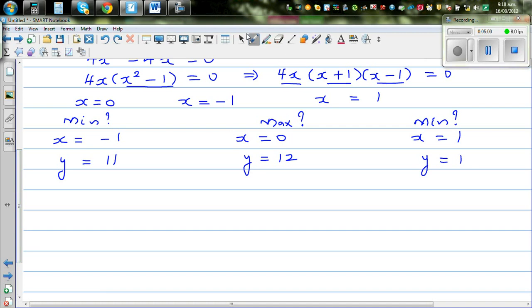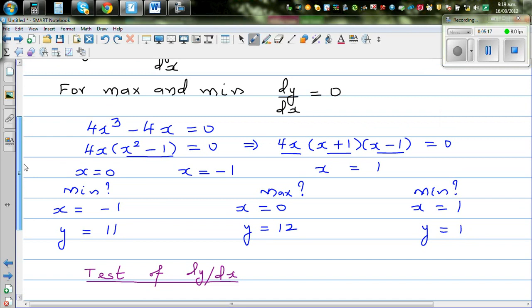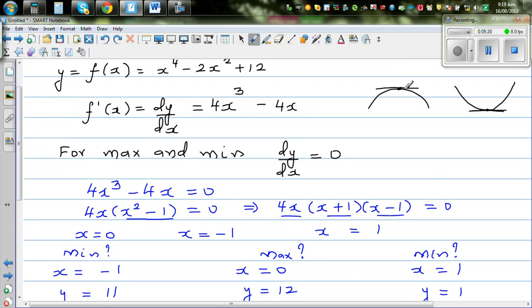Okay, now this is called the test of derivative. I'll call this the test of dy by dx, or derivative. Now for the test of derivative, we are only looking at what the derivative, or dy by dx, is before and after the point. If this is the maximum, then before the maximum, if you take an arbitrary point, you'll have a positive gradient, and after that you'll have a negative gradient. And for a minimum, before the minimum, you will have a negative gradient, 0, then a positive gradient. You have to show that.